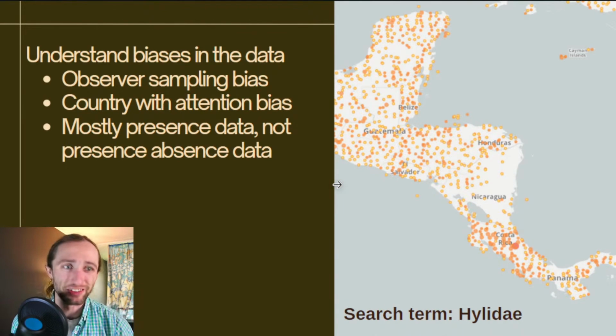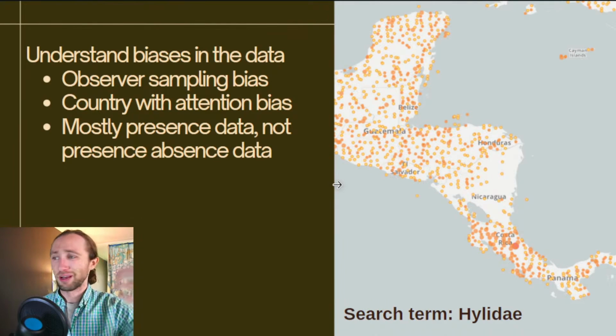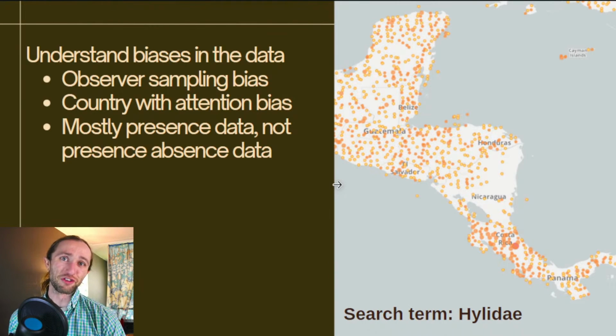It is much easier in the United States, which is where we'll use this example. It's much easier to find a squirrel than it is to find a salamander, right? So naturally, there's going to be more observations, particularly from records like iNaturalist.